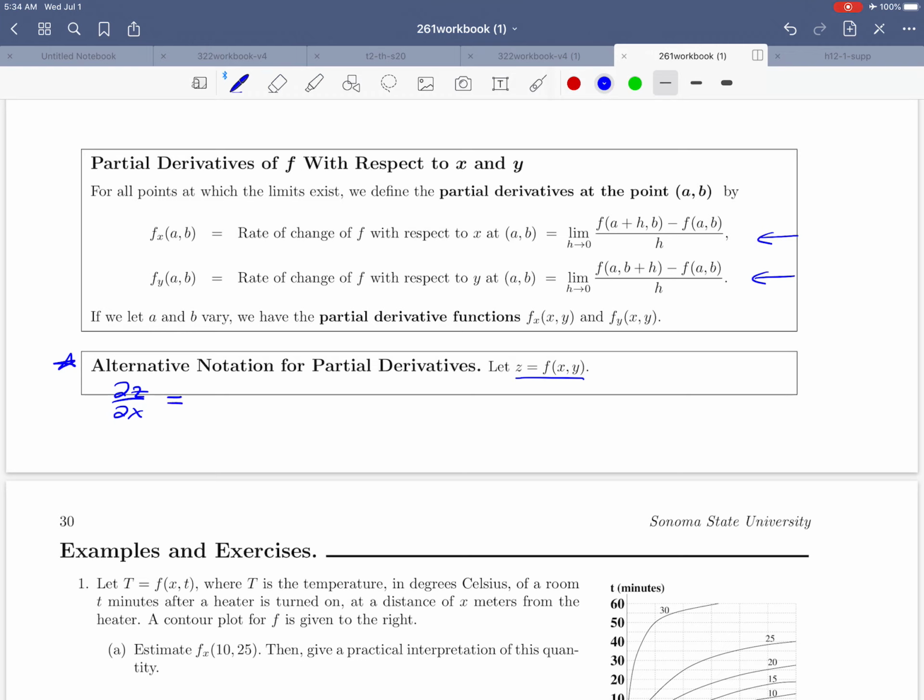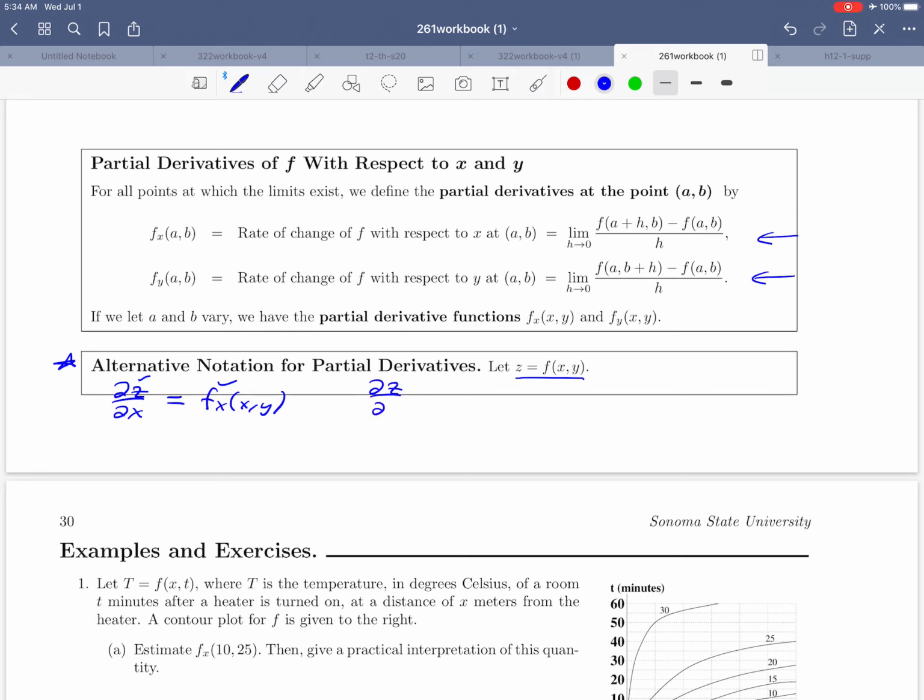Another way that we can write that down is like this: f_x of x and y. We would read that as the partial derivative of f with respect to x at x y. So these two notations mean the same thing. They're just different ways of expressing the same concept.